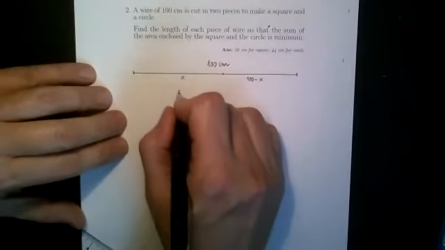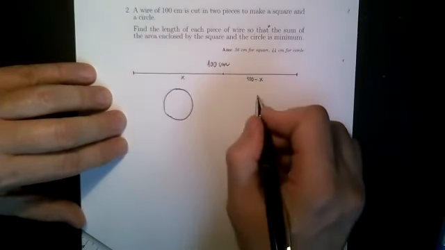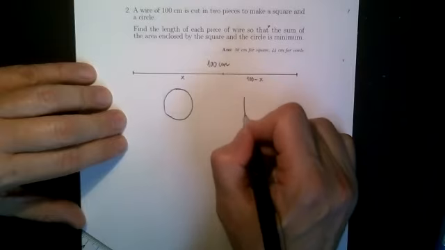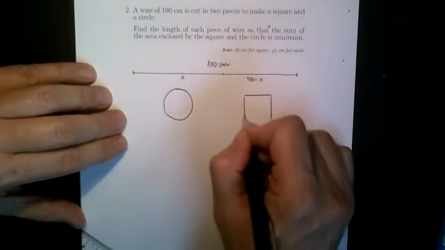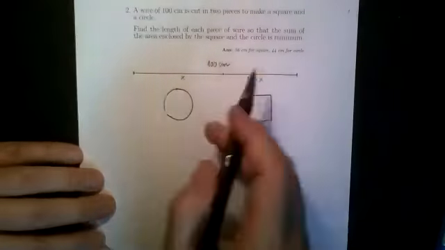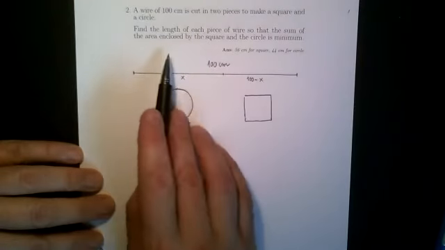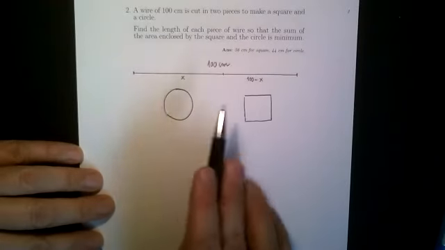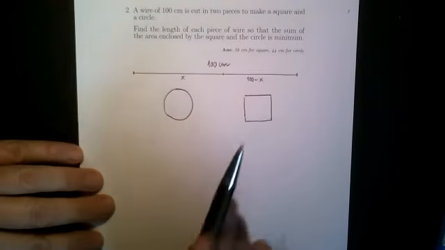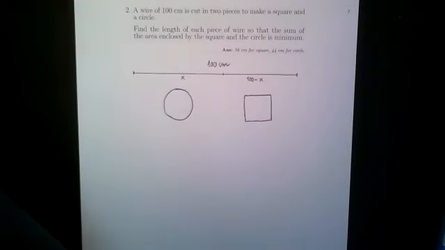So here I'm going to bend the x centimeters into a circle, and I'm going to fold the 100 minus x centimeters into a square. And they're asking you to find the length of each piece. So where do I cut it so that the sum of the areas, the area here and the area here, if you add them, is at the smallest.